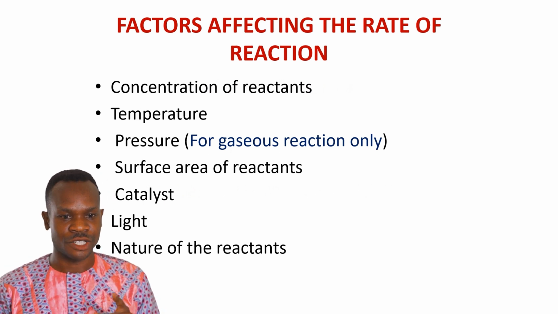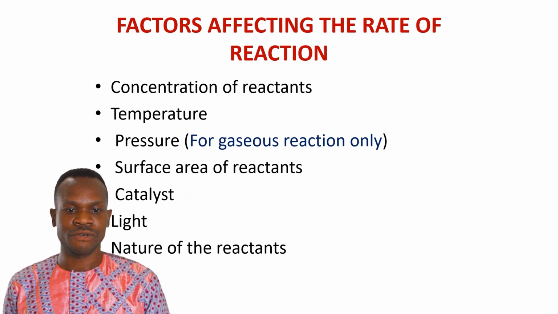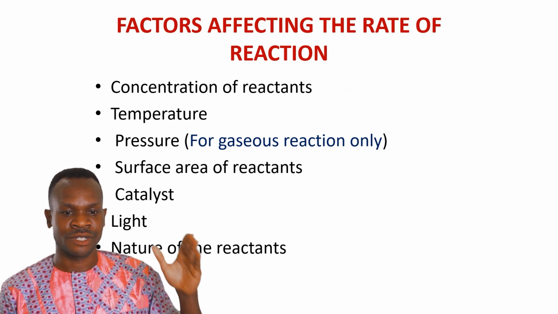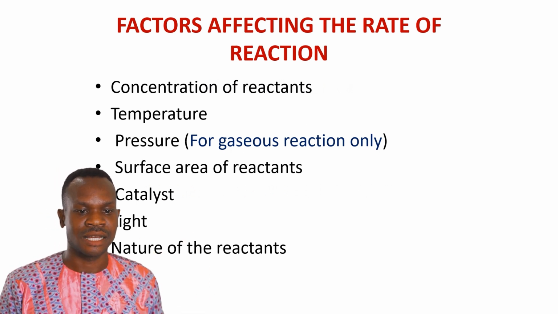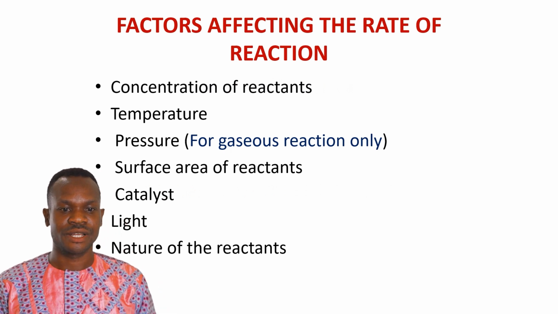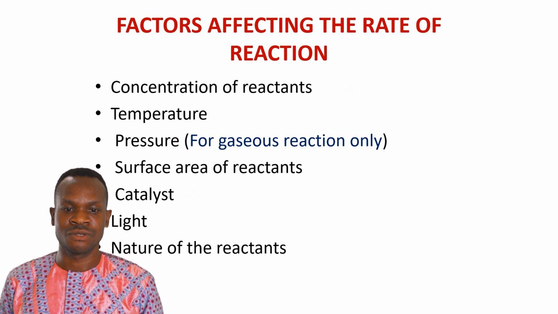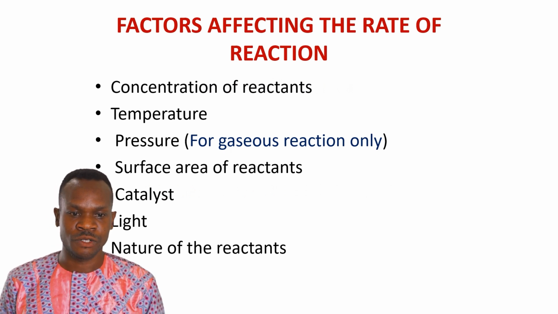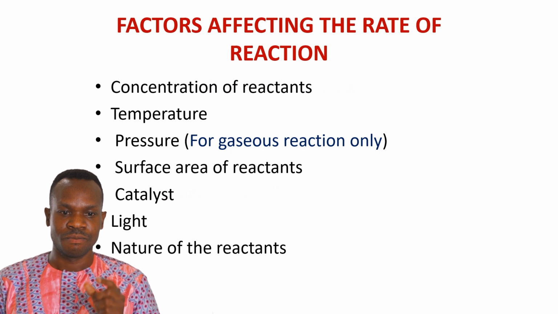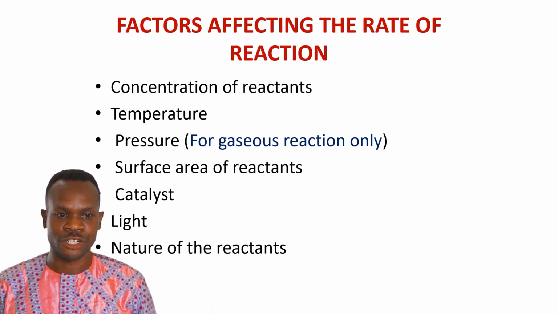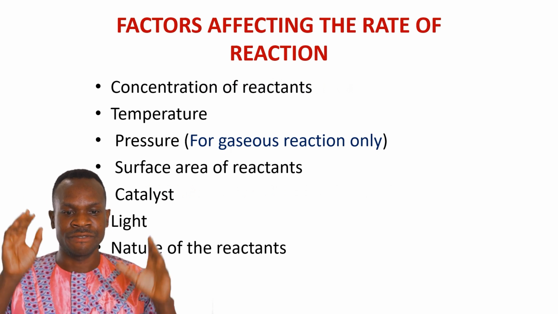They are: concentration of reactant, temperature of the reaction system, pressure of the reactant, surface area of the reactant, catalyst, and nature of the reactant. These factors affect rate of reaction by affecting the amount of energy the reacting particles possess and the number of collisions between the particles. Because increasing either of these will increase the rate of reaction by increasing the number of effective collisions.